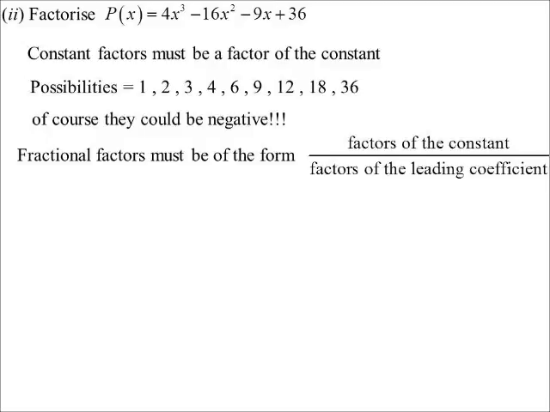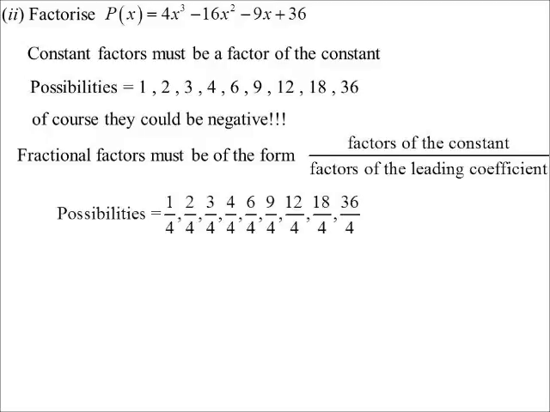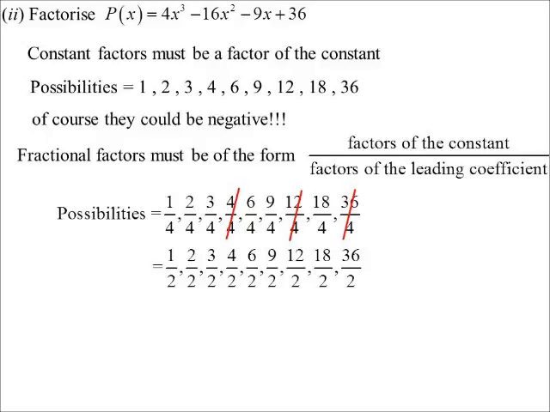So we could also have 1 quarter, 2 quarters, 3 quarters, 4 quarters, 6 quarters, 9 quarters, 12 quarters, 18 quarters, 36 quarters. Mind you, a couple of those are whole numbers and we've already got them in our list. But 2 also goes into 4. So I could have 1 over 2, 2 over 2, 3 over 2, 4 over 2, 6 over 2, 9 over 2, 12 over 2, 18 over 2, 36 over 2. But again, some of those we already have in our list. So let's just cross out the doubles. There's all our possibilities. But remember, they could also be negative.